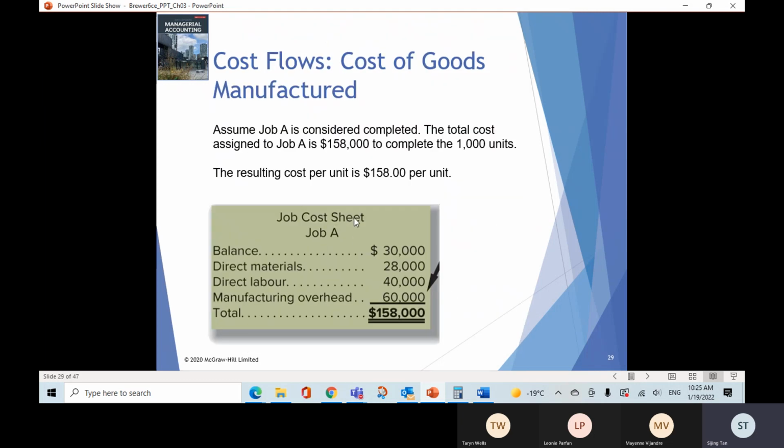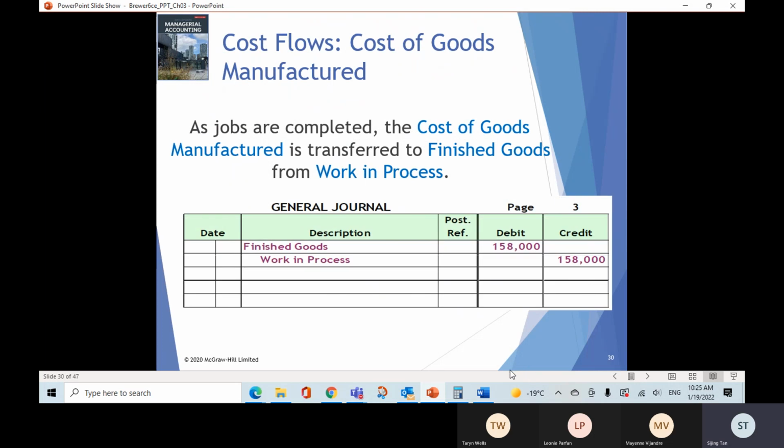Now, assuming job A is considered completed, so it's all done. The total cost assigned to job A is $158,000 to complete the 10,000 units. So we know that $158,000 is the estimate we assign to job A. Then when job A has been finished, we transfer our work in process into finished goods, right? So your cost of goods manufactured is transferred to finished goods. In the journal entry, we debit finished goods and credit work in process because those are completed and ready to sell.